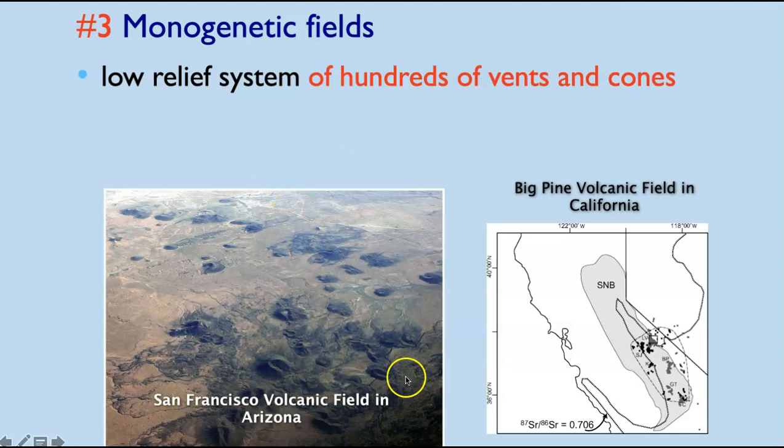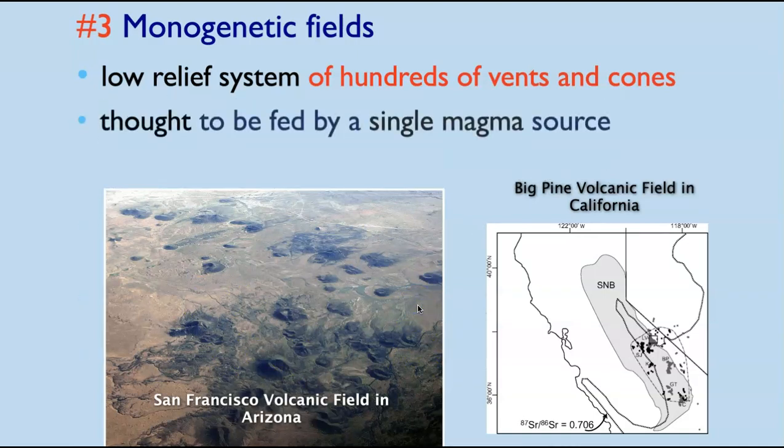This is a field in Arizona, the San Francisco volcanic field, and all of these are little volcanoes right here. Every single one is a basalt volcano. Individually, they're called cinder cones, and I'm going to get to that in a minute. So these are, again, thought to be fed by a single magma source, and they're poorly understood in terms of the plate tectonic scenario that might generate this magma.